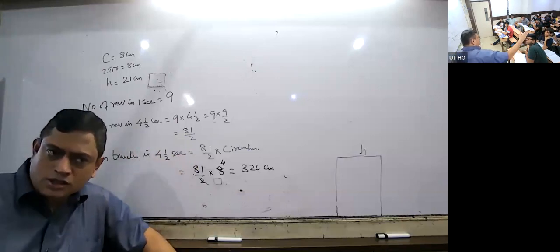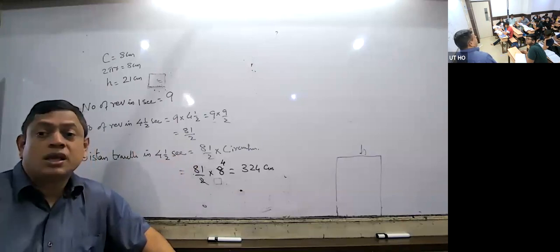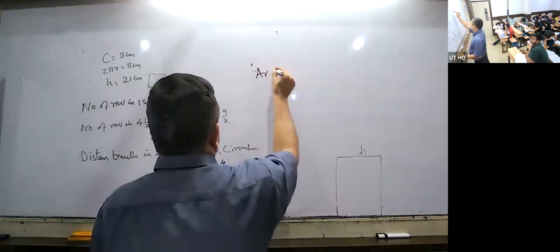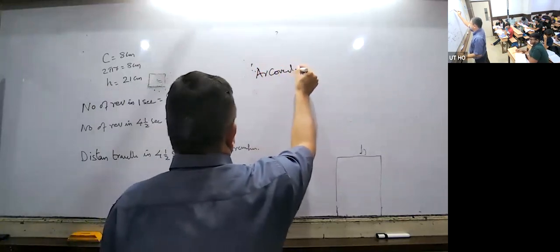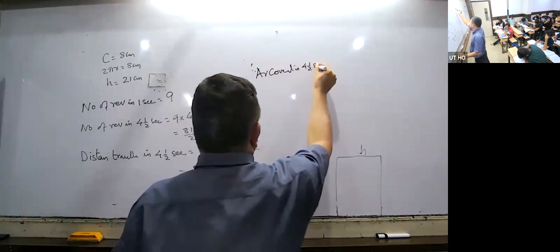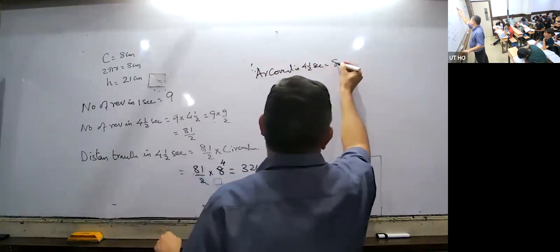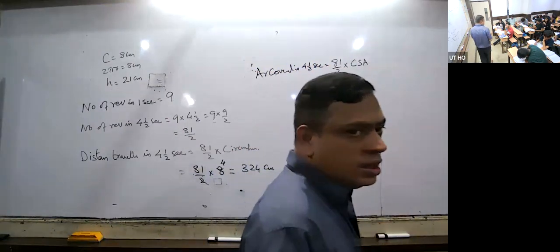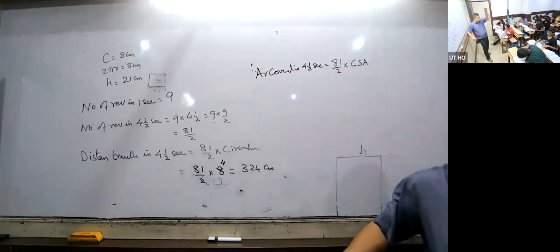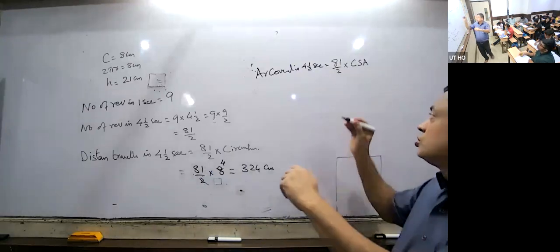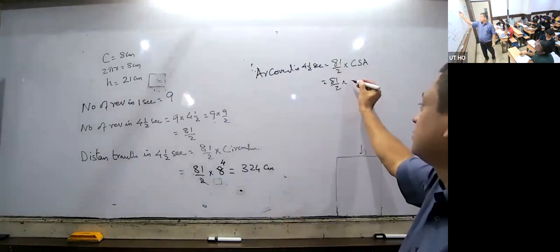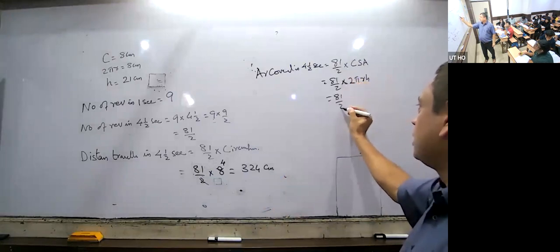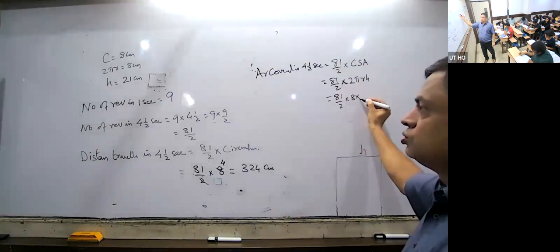Now what is the second part they asked? Area covered. Area covered in 4.5 seconds is equal to 81 by 2 into CSA. Have you followed? In 1 revolution the area covered is CSA, that is 81 by 2. So 81 by 2 into, what is the CSA formula? 2 pi r h. We have the value of 2 pi r, how much? 8 into 21.